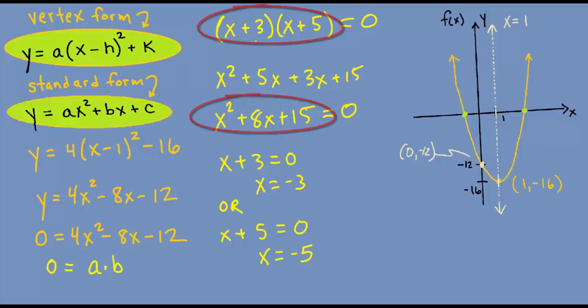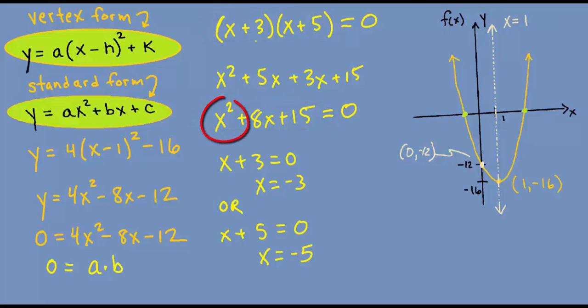Well, notice that this first term x squared came from multiplying the first terms in these two binomials, x times x. So that's a first in the foiling, right? Remember, first, outside, inside, last. We talked about foiling in a previous parabola video. And notice that the last term right here comes from multiplying the last terms in the binomials. 3 times 5 is 15.